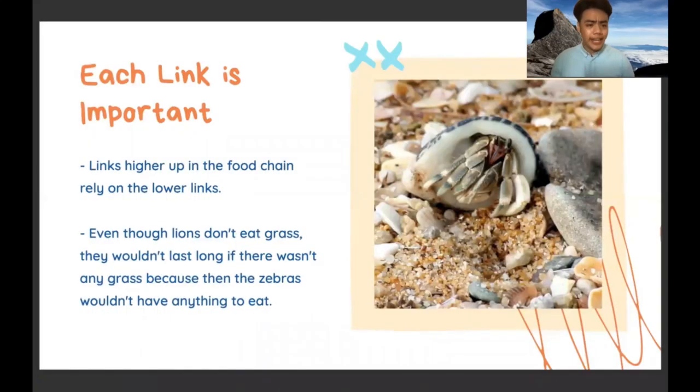So of course, each link is very, very important, as I mentioned earlier, because links higher up in the food chain rely on the lower links. For example, even though lions don't eat grass, they wouldn't last long if there wasn't any grass because the zebra wouldn't have anything to eat. If we don't have any grass or plants for zebras to eat, then they'll die and eventually go extinct. If zebras go extinct, then lions wouldn't have anything to eat because lions only eat meat but not plants.